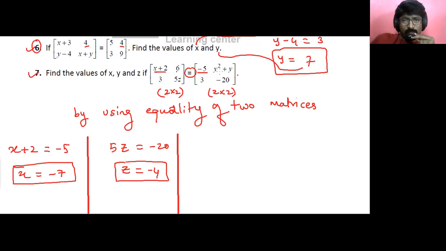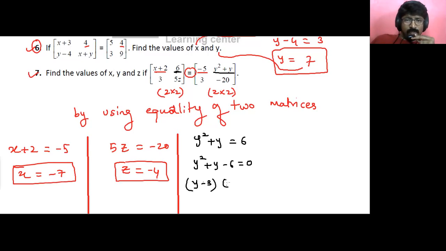So over here I'm comparing this y square plus y with 6. So get the 6 on the other side, it will get solved. Y square plus y minus 6 is equal to 0. And then you can do simply y minus 3 into y plus 2, something like that. Y plus 3 and y minus 2. The product will become minus 6.